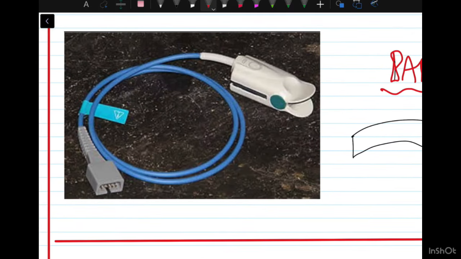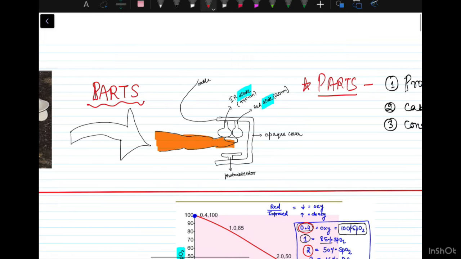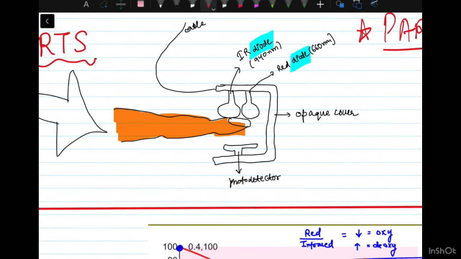You all must have seen that a pulse oximeter looks something like this. However, this is not the only version, but this is the most common form of pulse oximeter which we see, which is connected to the anesthesia monitor. It includes the following parts.